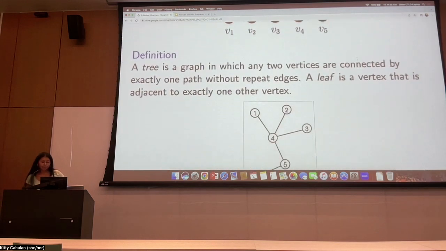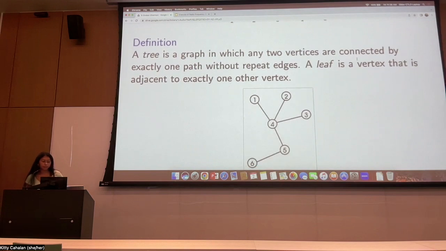And then an expanded version of a path is a tree, which is a graph in which any 2 vertices are connected by exactly 1 path without repeat edges. A leaf is a vertex that is adjacent to exactly 1 other vertex. So in this diagram, the vertices 1, 2, 3, and 6 are all examples of leaves, while the 5th vertex is an example of a degree 2 vertex.